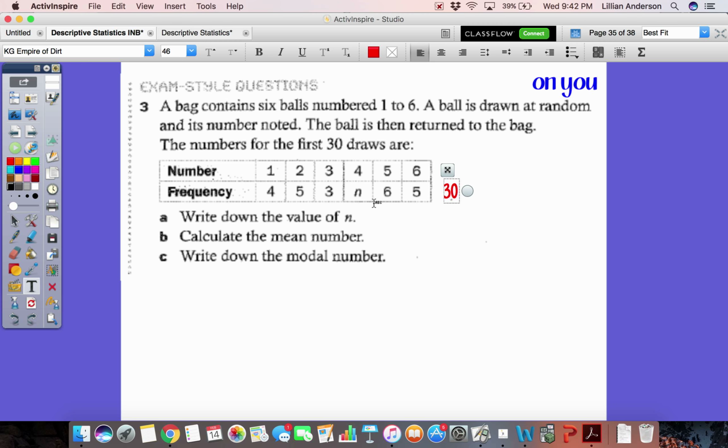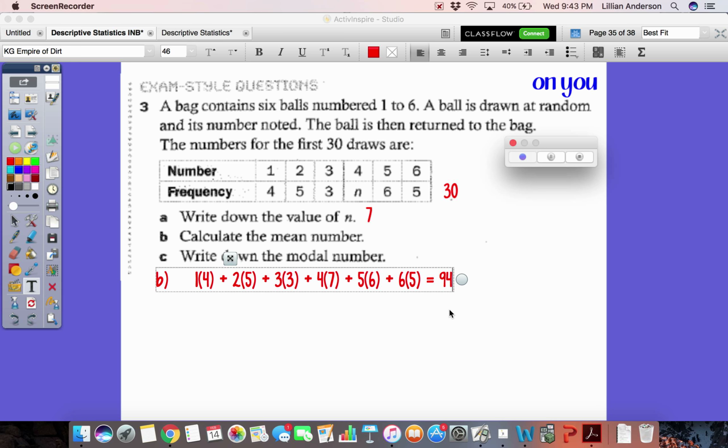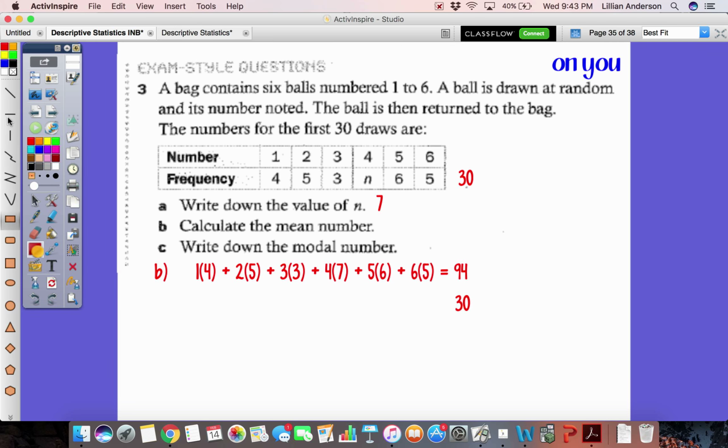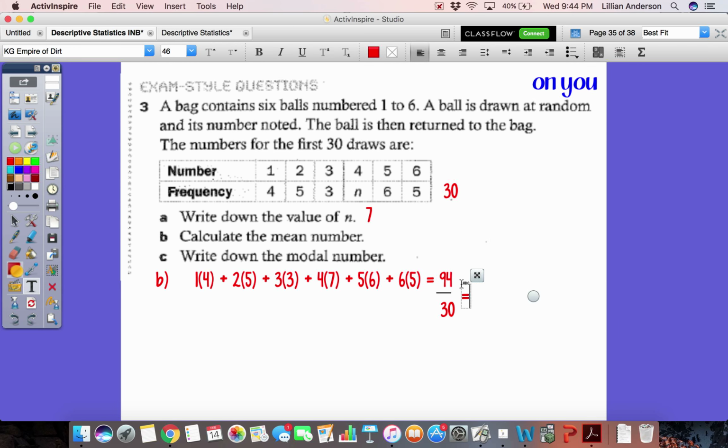So that means that 4 plus 5 plus 3 plus n plus 6 plus 5 should all equal 30. So to figure out what the value of n is, all we're going to do is subtract those numbers from 30. And so you should have got that n was 7. So now that we know that n is 7, we can find the mean. When we multiply those all together, we get 94, and we're going to divide that by 30, and our mean is going to be 3.13, rounded to three significant figures. So hopefully you guys got that too.